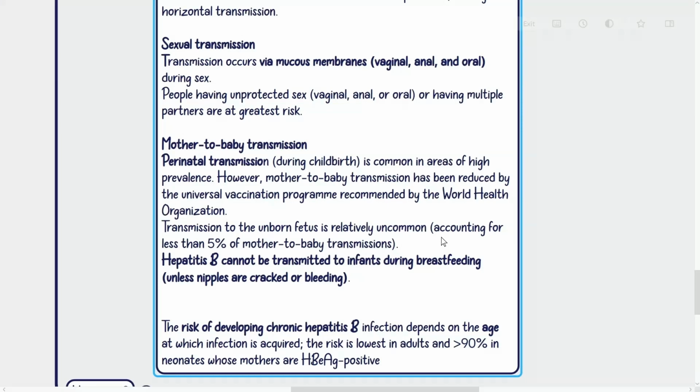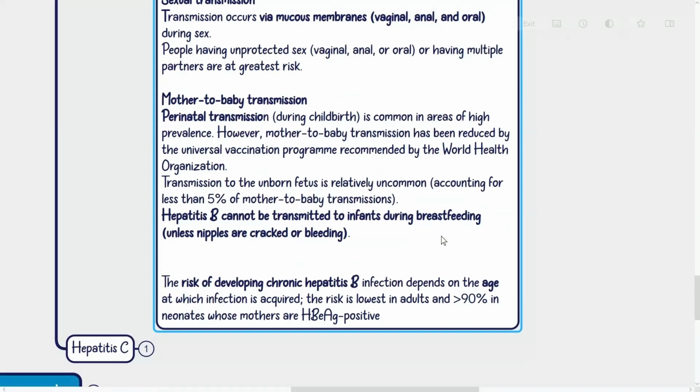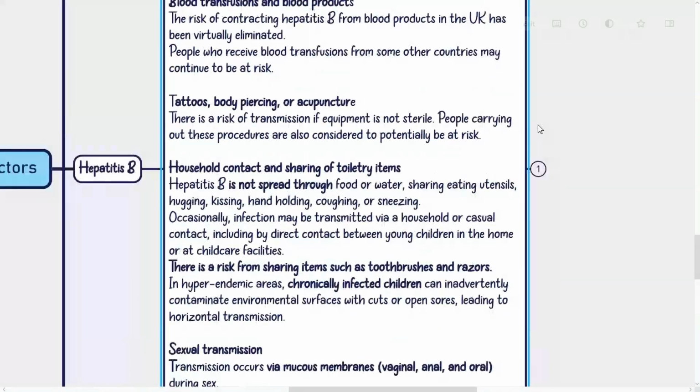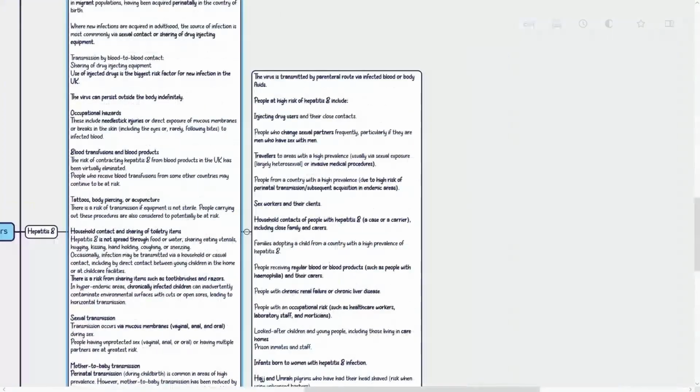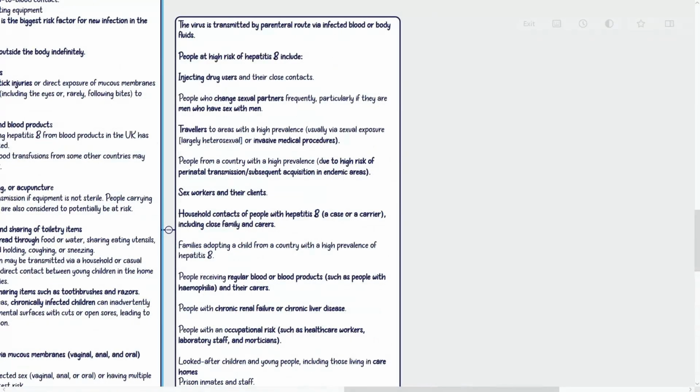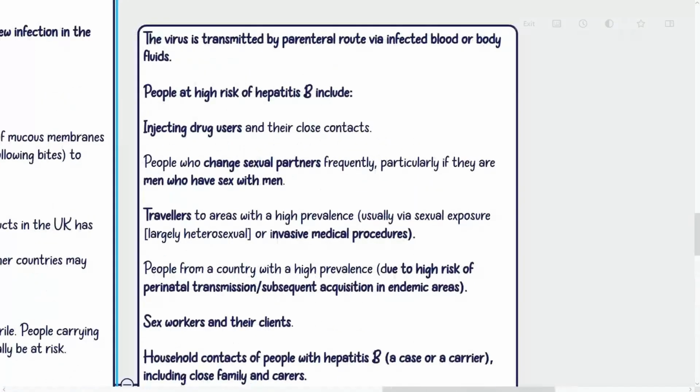The risk of developing chronic hepatitis B infection depends on the age at which infection is acquired. The risk is lowest in adults and greater than 90% in neonates whose mothers are HBe positive. The virus is transmitted by parenteral route via infected blood or body fluids.